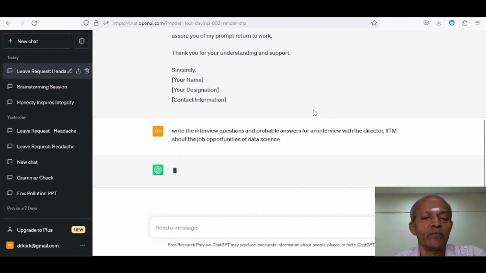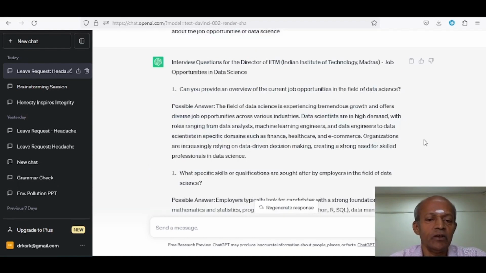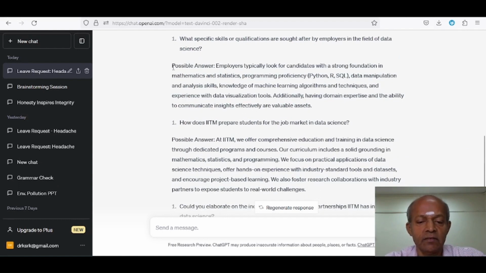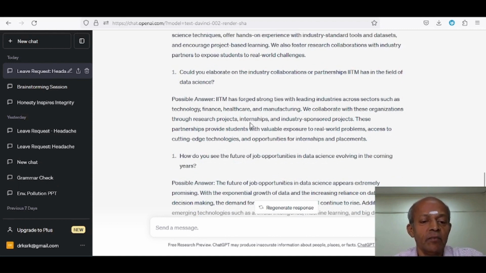Now you give it, and let us see what ChatGPT is providing us. See, it has provided many questions. The first question: can you provide an overview of the current job opportunities in the field of data science? And it has provided the possible answers also. And the second question: what specific skills or qualifications are sought after by employers in the field of data science? And it has given some answers. Like that, it has given many questions.